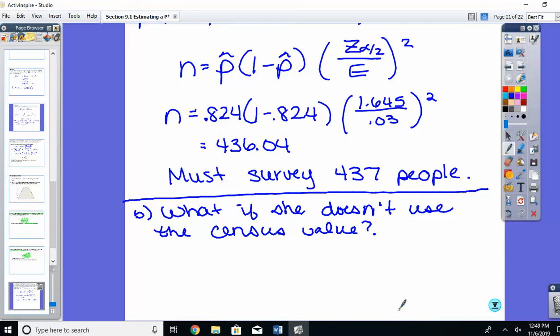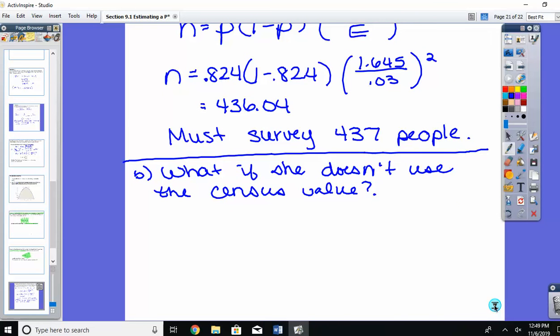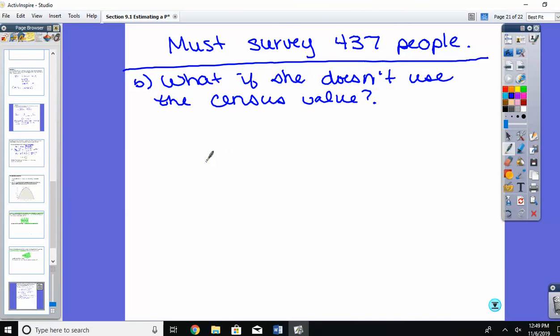What if she doesn't use the census value? Use the other one. Okay, so this time if we are not using the p-value from a previous study, we are using the second formula. So that n is 0.25 times Z alpha over 2 divided by E, squared. Was everything else the same?